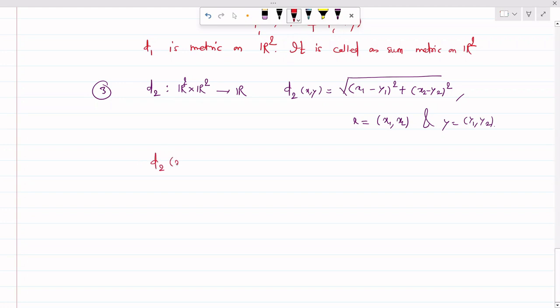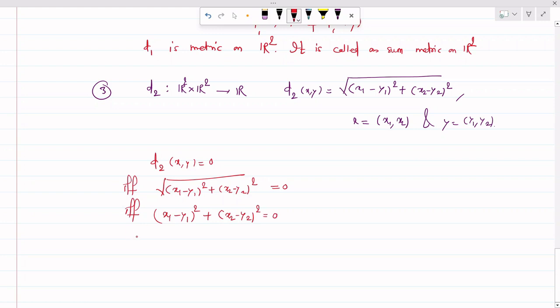Now let's try to understand when d2 of x comma y is 0. So this is 0 if and only if that square root is 0. So that is if and only if square root of x1 minus y1 square plus x2 minus y2 square equals 0. That is possible if and only if the number inside the square root is 0. So that is if and only if x1 minus y1 square plus x2 minus y2 square equals 0. That is possible if and only if both the numbers are 0, because both the numbers are non-negative. So addition of non-negative numbers is 0 if and only if each of them is 0.